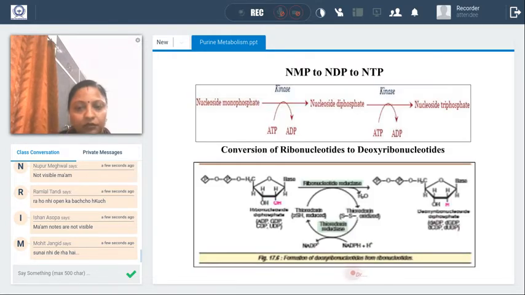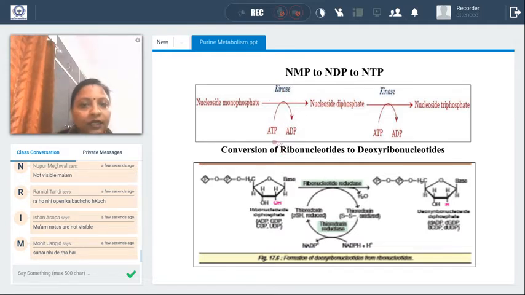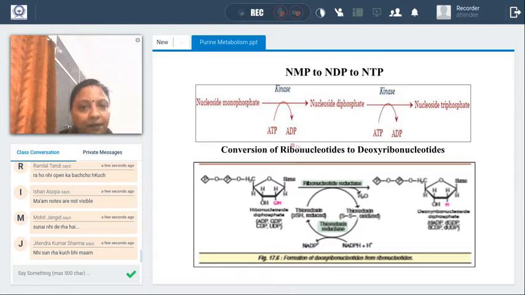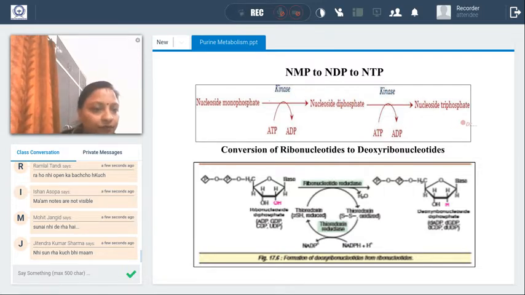Next, here we can see the NMP, nucleoside monophosphate, in the presence of kinase. As I told you many times, the enzyme is kinase. Kinase is responsible for phosphate transfer. Here we can see ATP converts into ADP. With the transfer of phosphate, it creates nucleoside diphosphate, and in the presence of kinase enzyme, ATP converts into ADP and we can get nucleoside triphosphate.